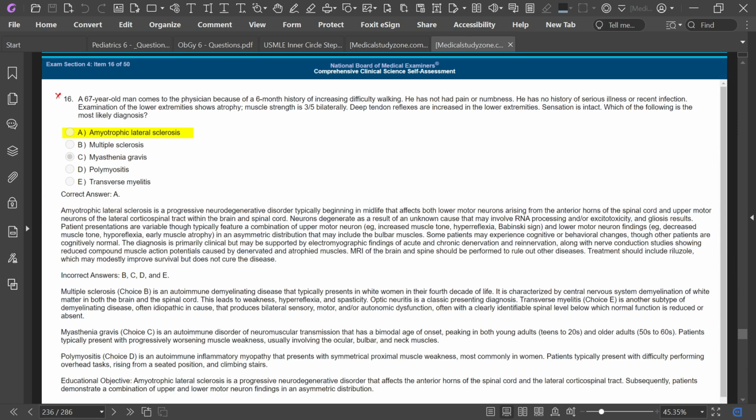Along with nerve conduction studies showing reduced compound muscle action potential, CMAP, which may be caused by denervated and atrophied muscles. MRI of the brain and the spinal cord may be performed to rule out other diseases. Treatment should include riluzole, which may modestly improve survival but does not cure the disease.